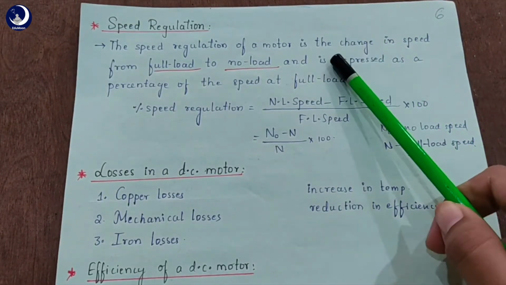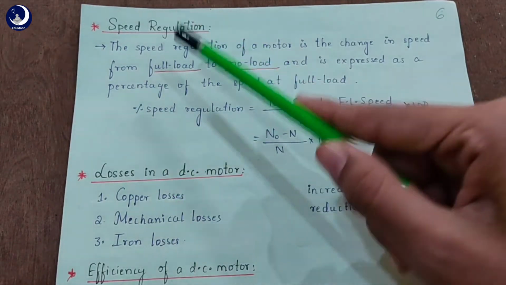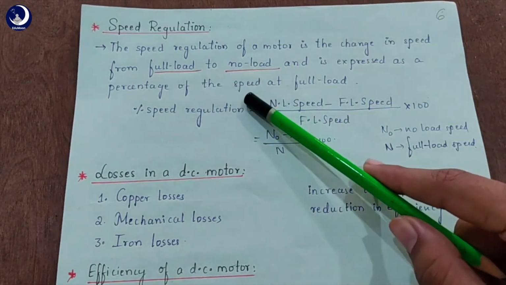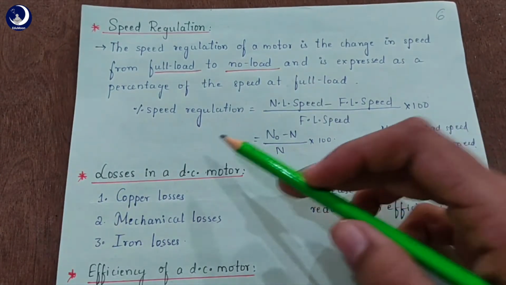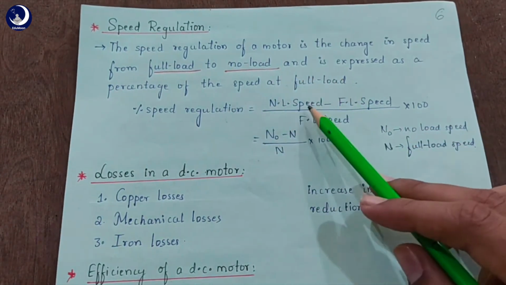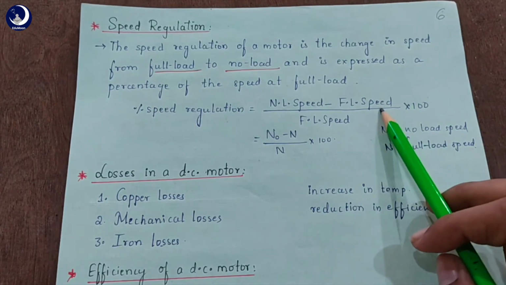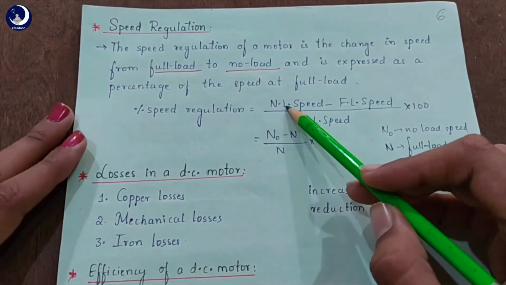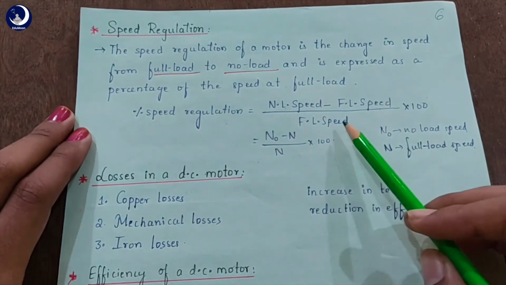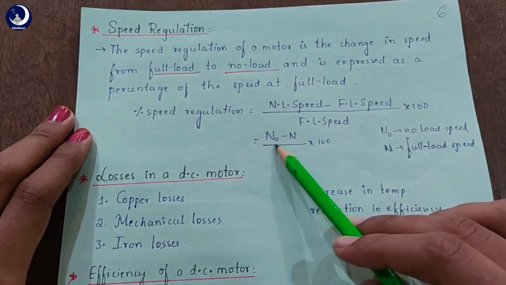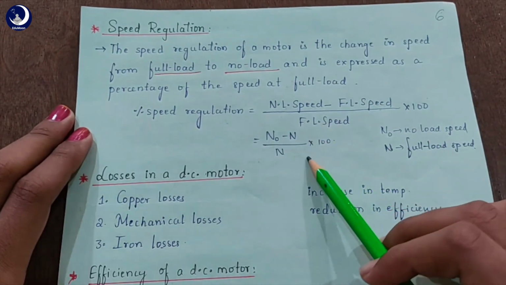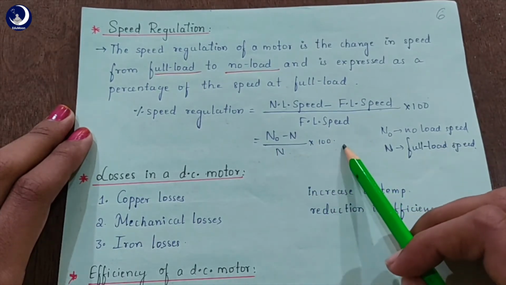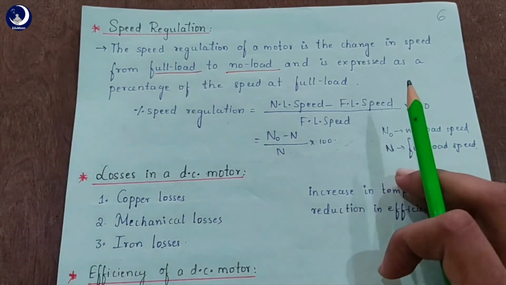So now, the speed regulation. Speed regulation of a motor is the change in speed from full load to no load, and it is expressed as a percentage of the speed at full load. So the percentage speed regulation equals no load speed minus full load speed by full load speed into 100. We denote the no load speed with N0 and the full load speed with N. So that is (N0 minus N) by N into 100. Okay, this is the percentage speed regulation.